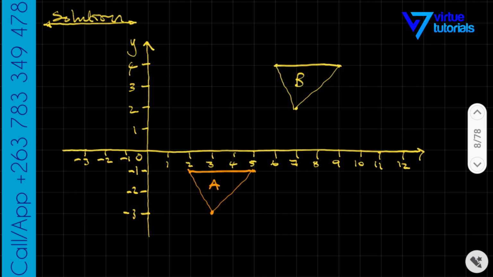So really that's the process of translating a shape. If you are going to translate a shape, you are given the translation vector. You simply add the translation vector to the vertices of the original shape and you get the vertices for your image. So there's our shape and there's our image.